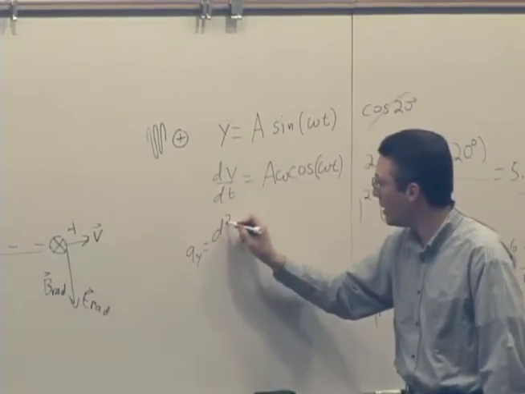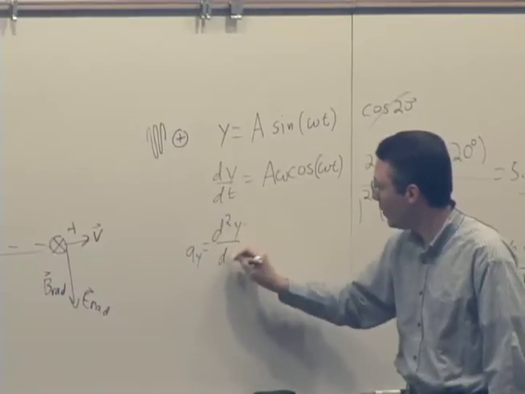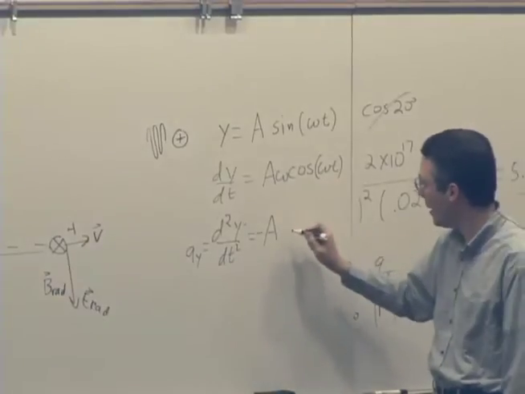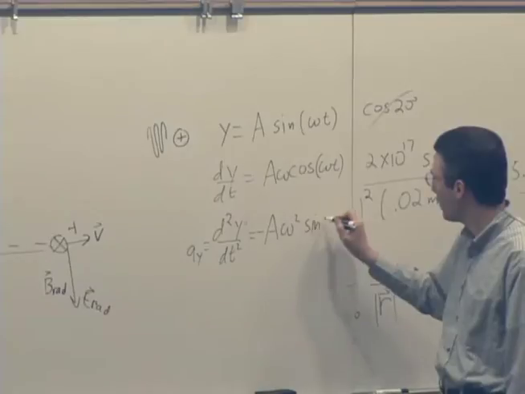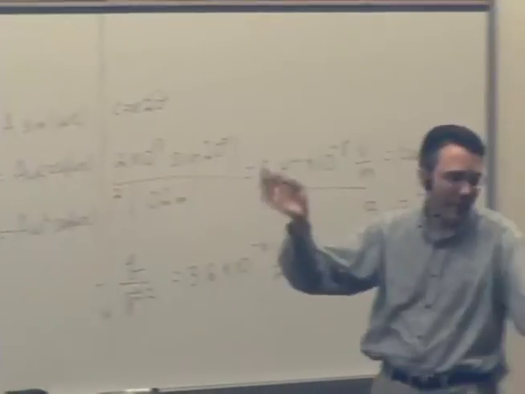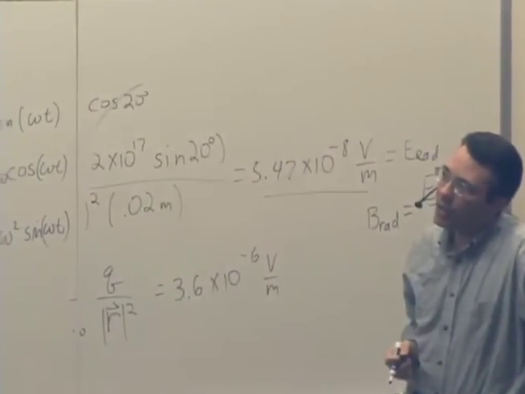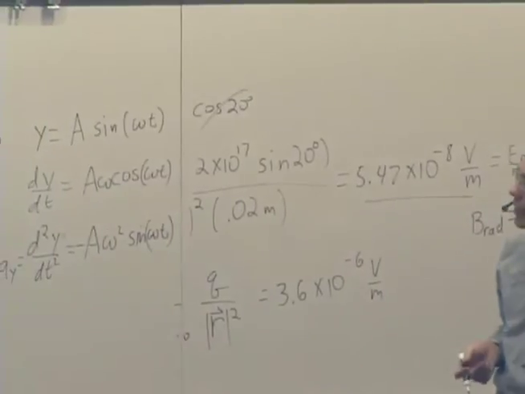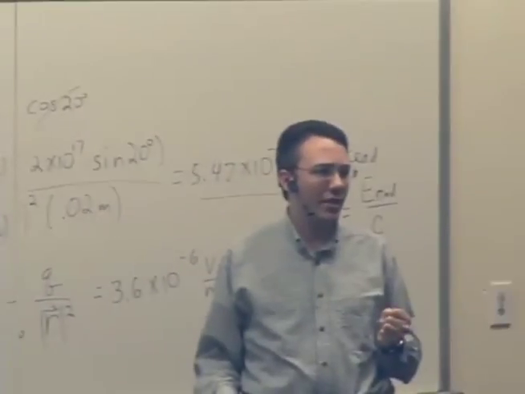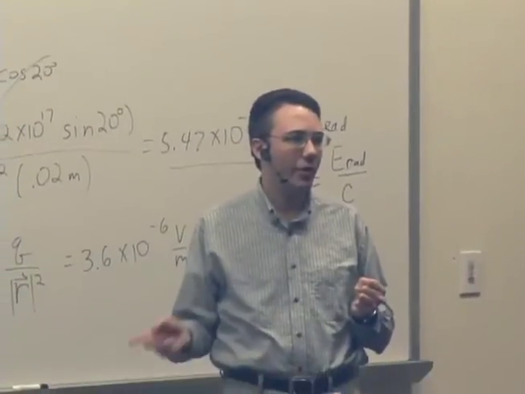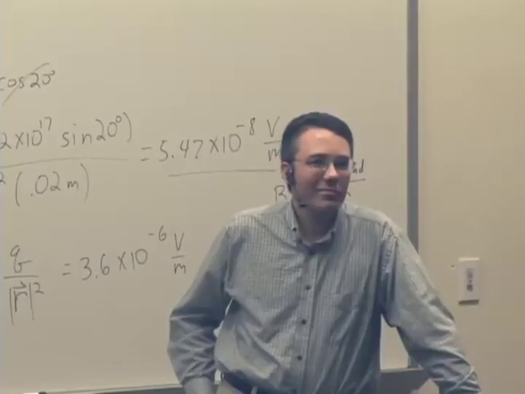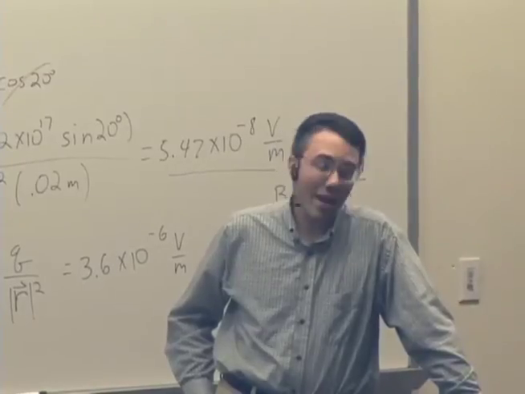So a sub y is going to be d squared y dt squared. And so you get the amplitude, and the derivative of cosine is negative sine. We have an omega squared sine omega t. So the acceleration function is going to have a sine in it, and therefore the radiation itself, based on the formula we just saw, is going to have a sinusoidal oscillation in it as well. How do you get charges to oscillate sinusoidally? How can you have charges move back and forth? An oscillating electric field, right?